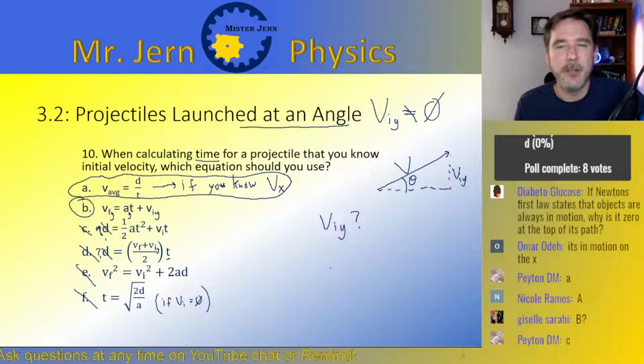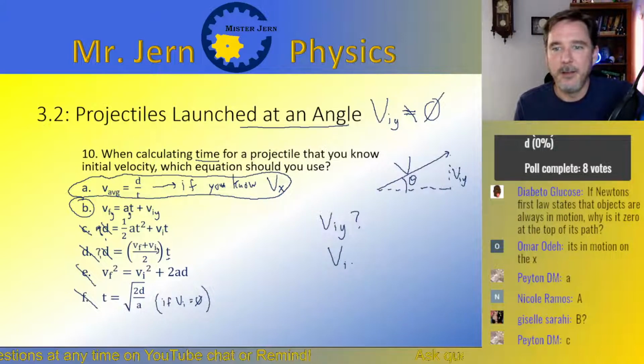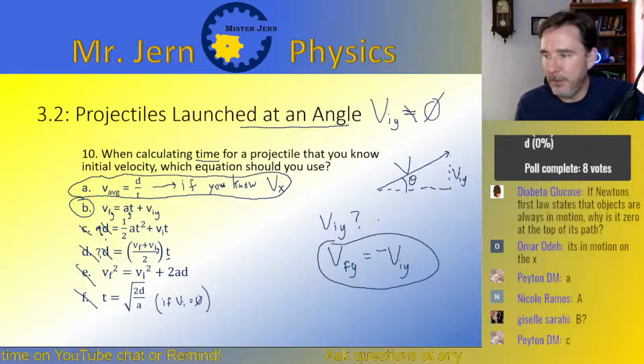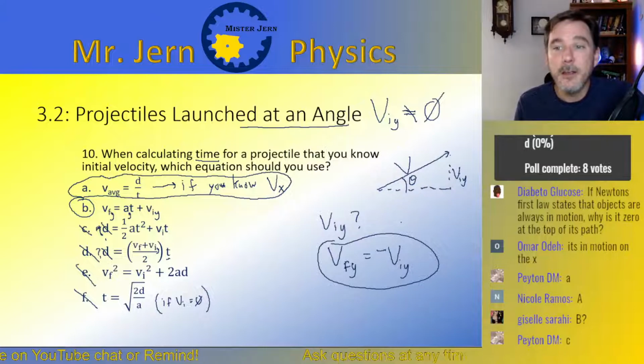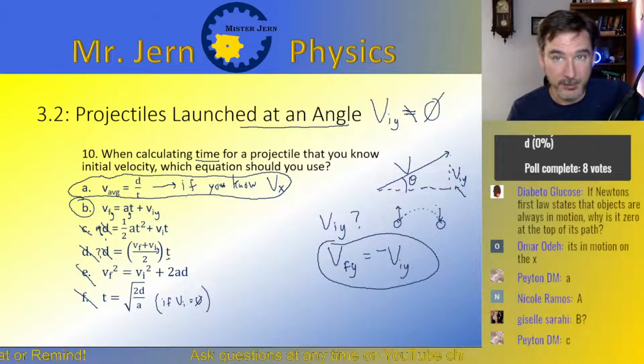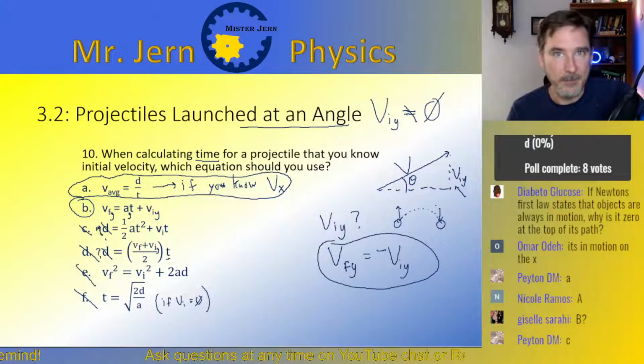And here's the thing. If you remember, VFY is equal to negative VIY. That is going to be the case. The reason is because if something is launched, it goes all the way up and all the way down. Whatever speed it goes up with, the initial vertical velocity, like if you're looking at this little triangle over here, it's going to come down with the exact same speed, vertically speaking. And so VFY is equal to negative VIY, the opposite.